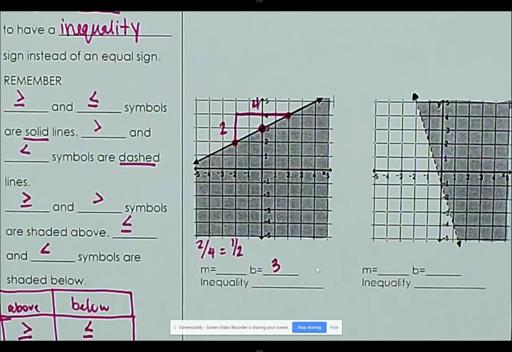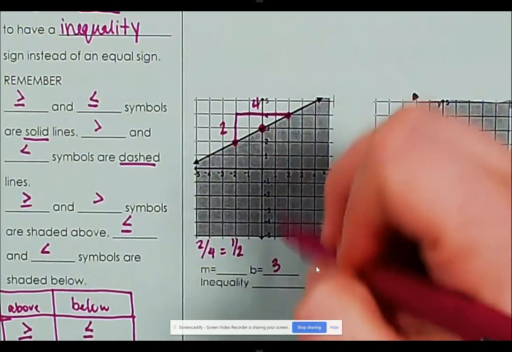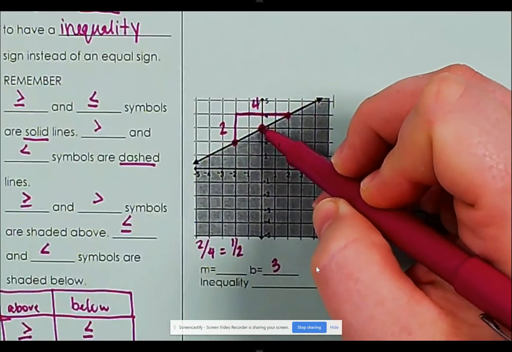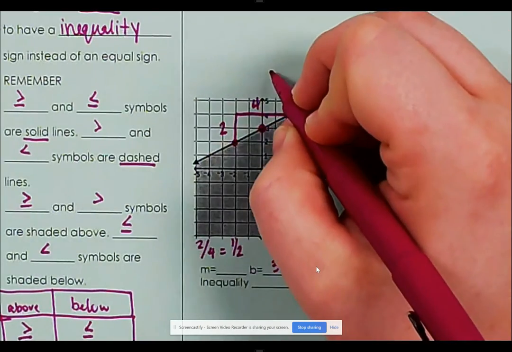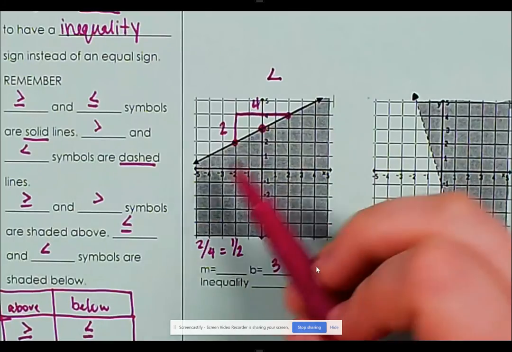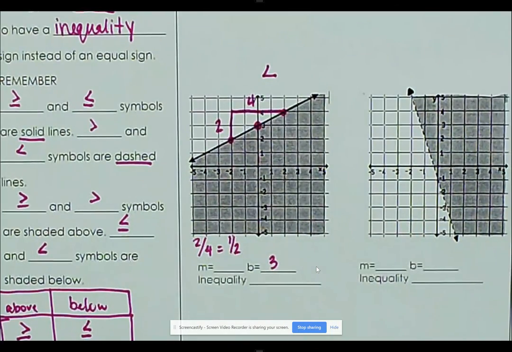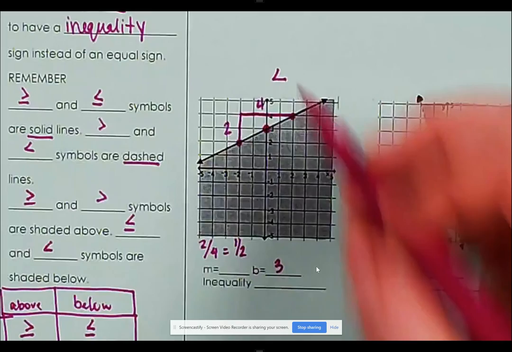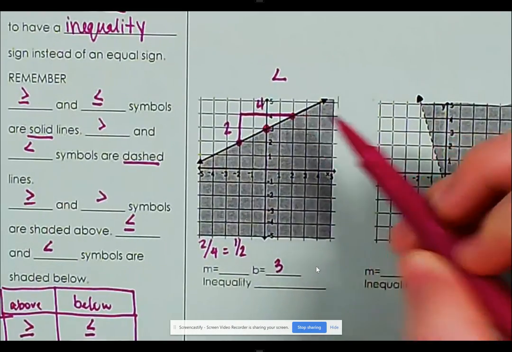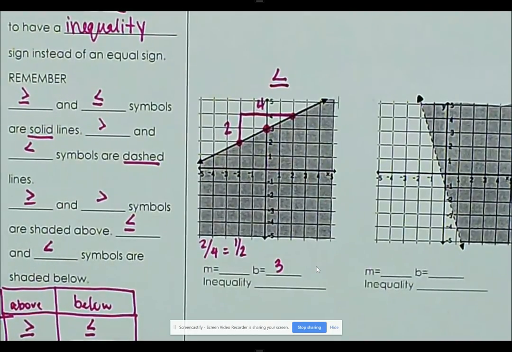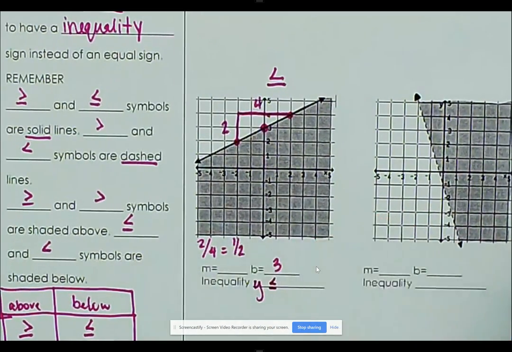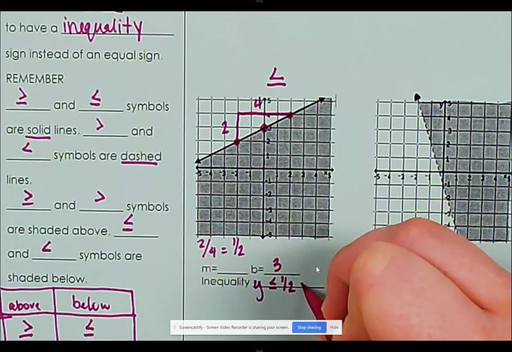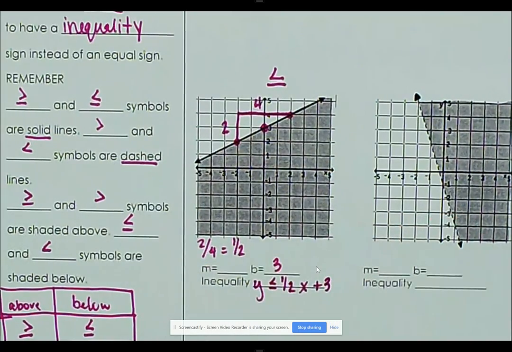Now I have an inequality, right? This is going to have an inequality symbol because it's shaded. This is shaded below, okay? All of the area that's below my b value is shaded, so I know it's going to be a less than sign. Now I have to look at the actual line to determine if it's going to be just less than or less than or equal to. Now, since this is a solid line, I know that I'm going to end up with that equal to sign also. So my inequality will be y is less than or equal to 1/2 x plus 3.